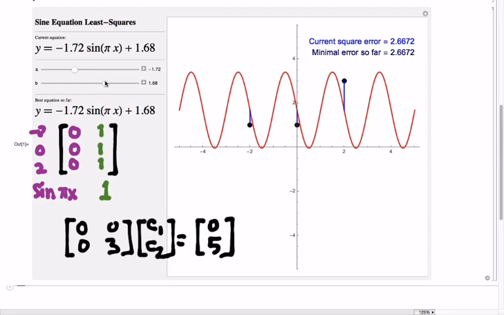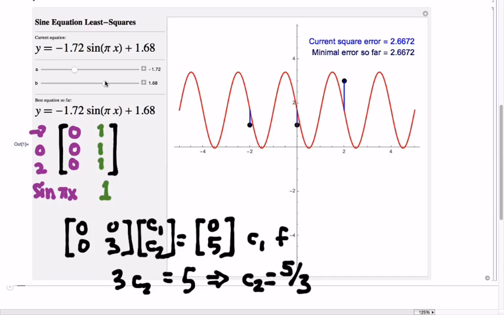So we can actually solve this equation by looking at the second equation, 3c2 is equal to 5, and so c2 is equal to 5/3, or about 1.6666 repeating. That's real close to what we had right here, right? But c1 is a free variable. So c1 gets to be whatever it wants to be.